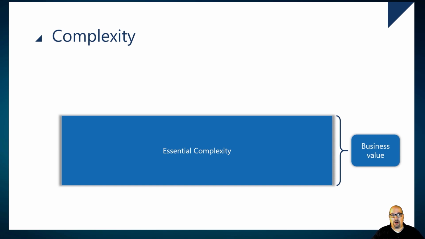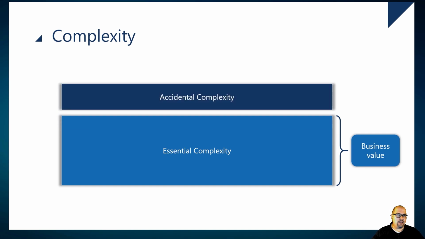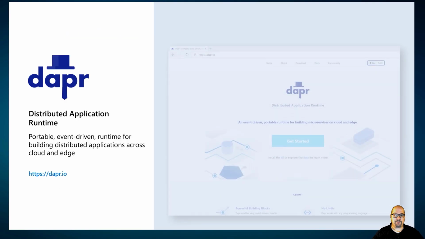But we as developers often add a lot of what we call accidental complexity. And accidental complexity is everything that we need to build the system, like infrastructural components, abstraction layers, or data access layers and stuff like that. And basically, we need to focus as little as possible on this accidental complexity and make sure that we offer enough business value by focusing on the essential complexity.